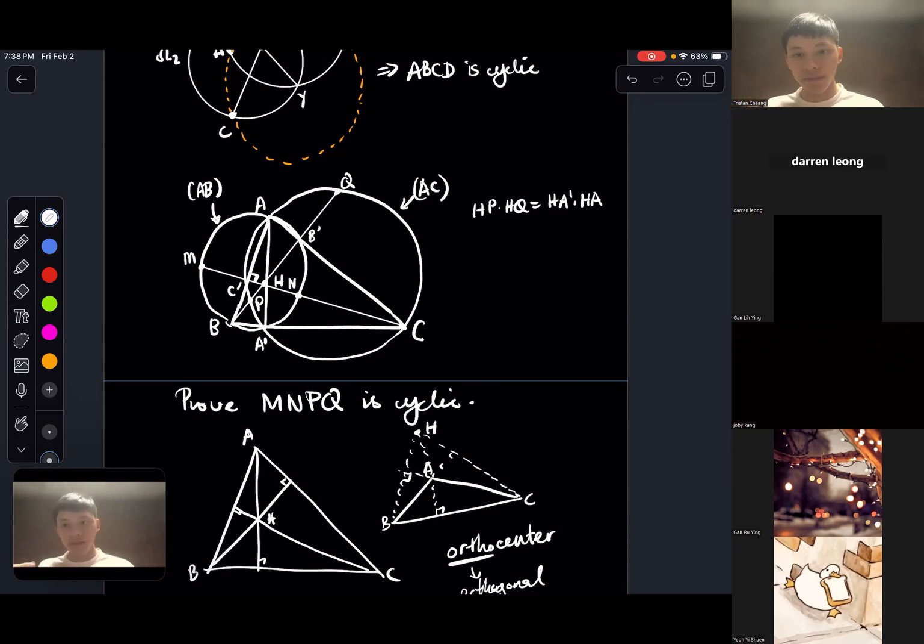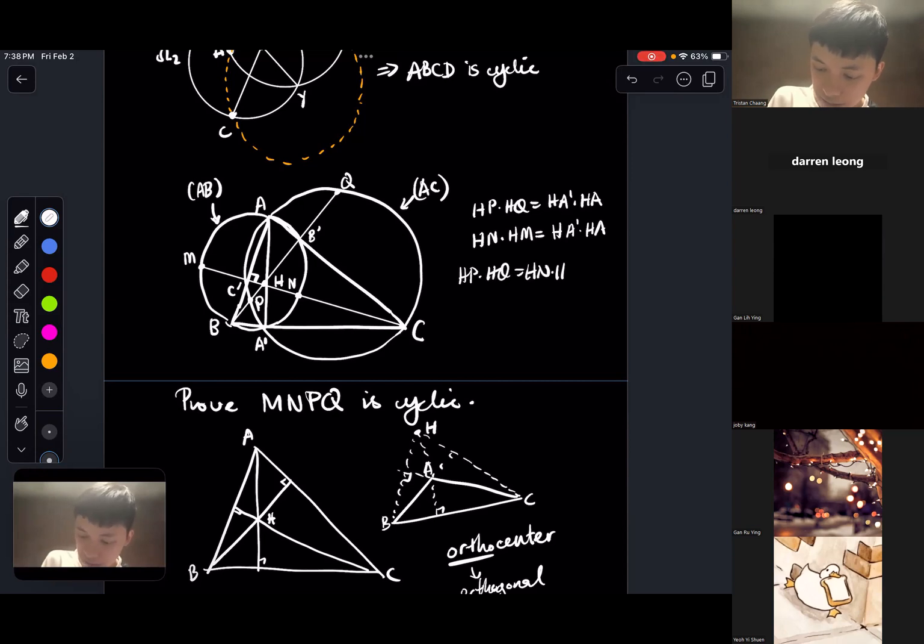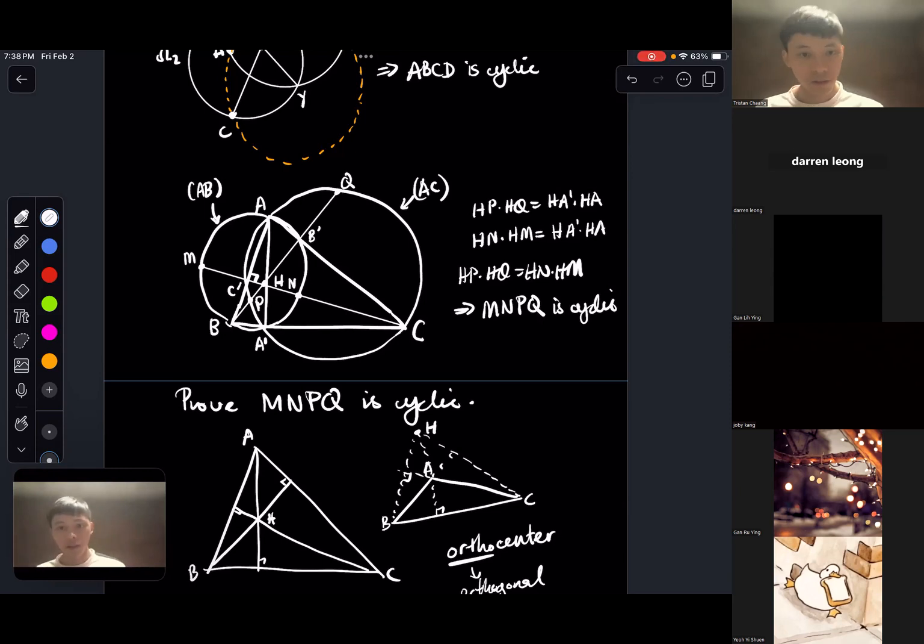Well, we haven't proved that MNPQ is cyclic yet, so we cannot say H is the radical center and hence MNPQ is cyclic. Logic doesn't work the other way around. So HP times HQ, so HN times HM equals HA prime times HA. Then HP times HQ equals HN times HM, and MNPQ is cyclic. So that's one way you can do it.